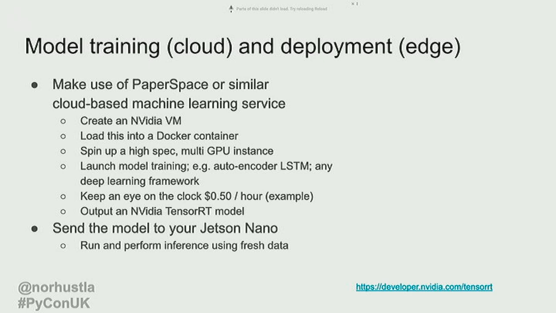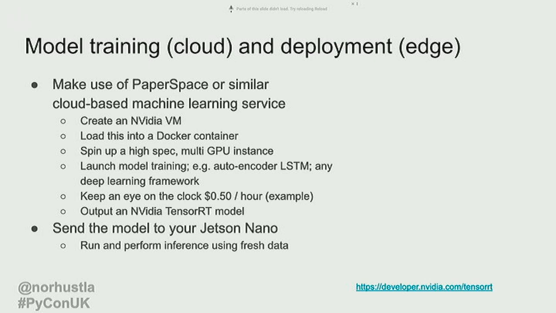So in the case of me trying to predict air quality, I might want to set up an LSTM, for example. So a recurrent neural network that's taking multi-channel inputs and predicting how my air quality is going to be in the next 2 hours. So you train this model on a lot of historical data. Make sure you don't leave this running over the weekend or something, because it can start to be expensive.